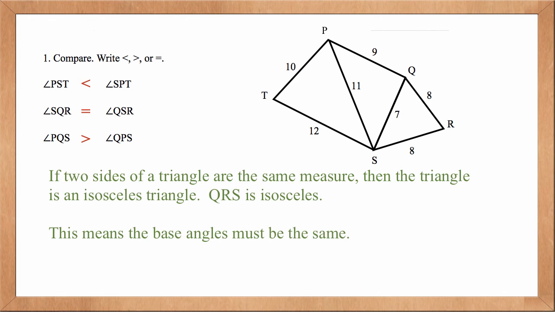Now remember, with triangle QRS, if two sides of a triangle are the same measure, then the triangle is an isosceles triangle. This means that the base angles have to be the same. So what we should get for the middle one, for angle SQR and angle QSR, is an equality sign.